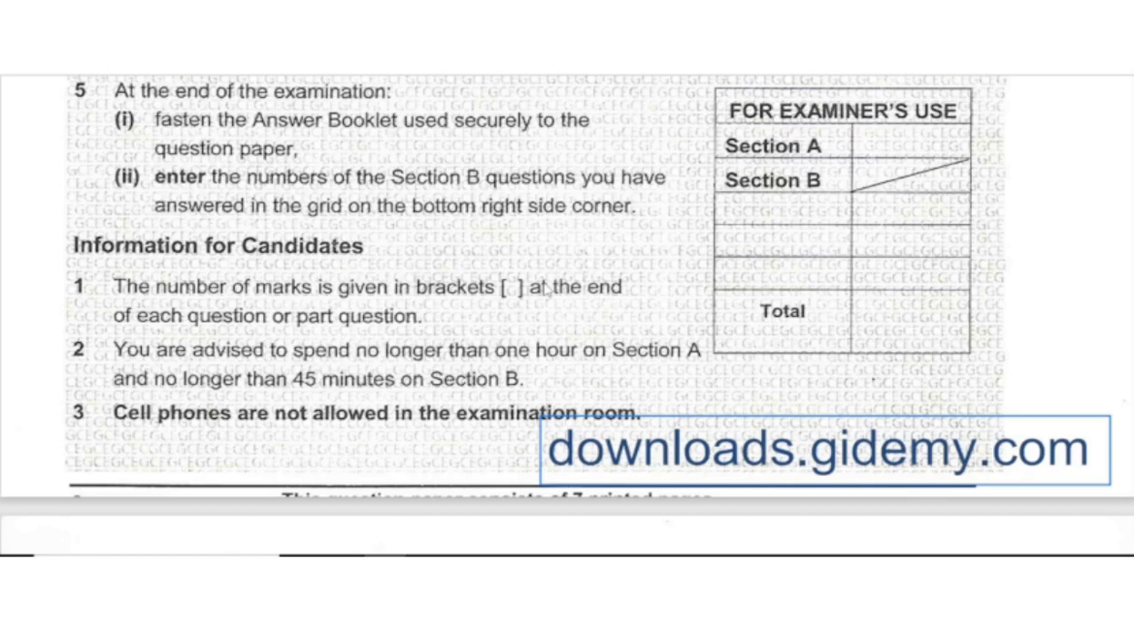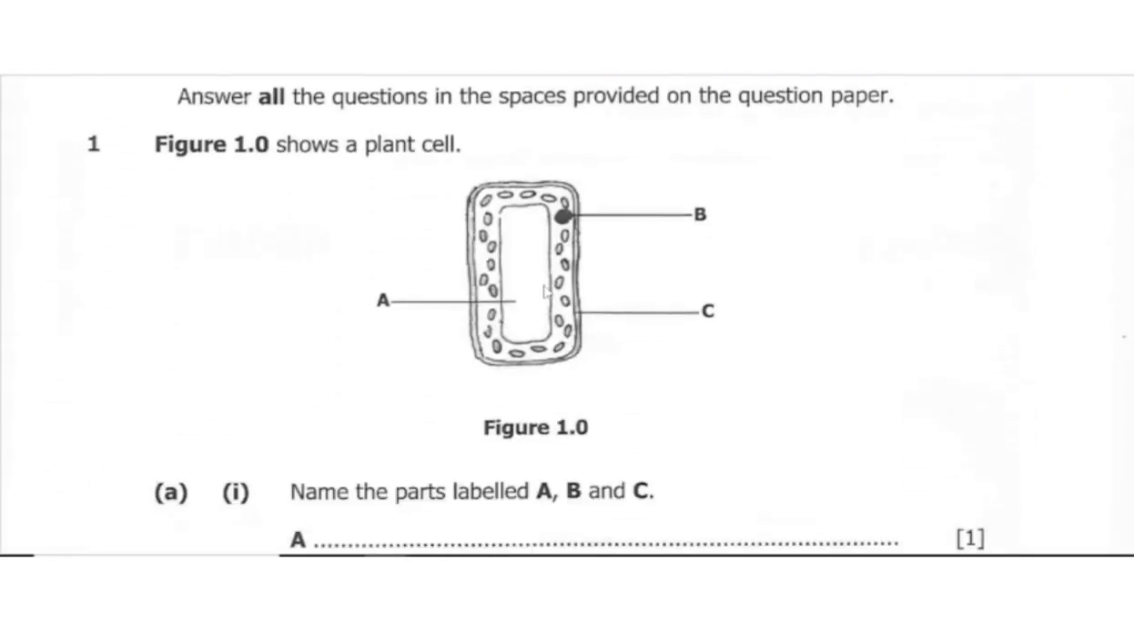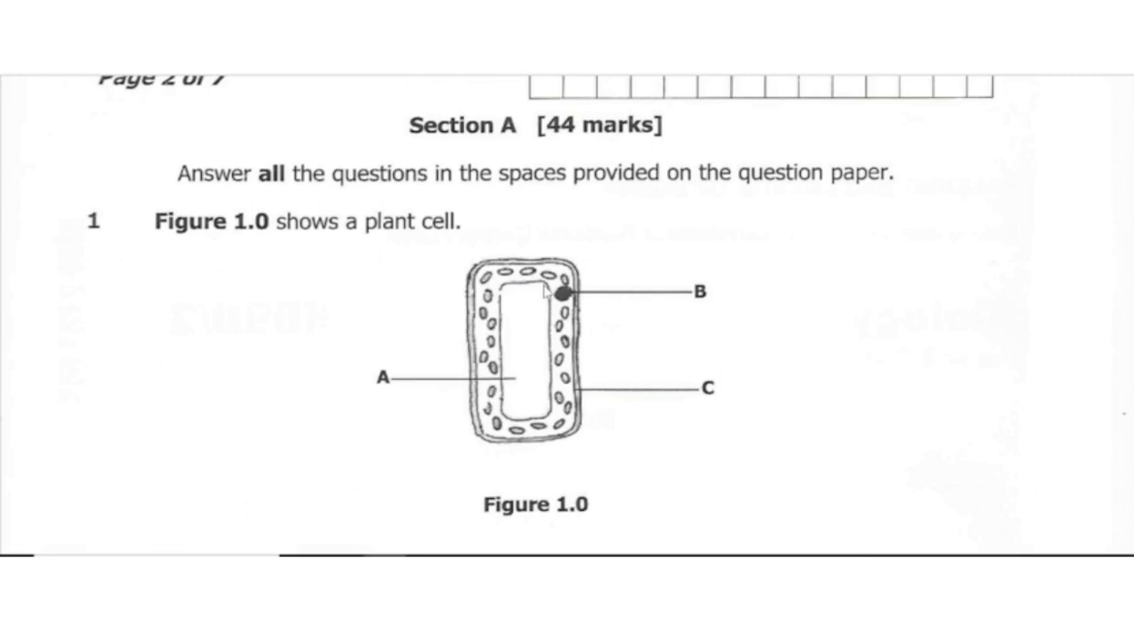Now I've gone through the instructions and the information for the candidates. So now let's go straight away to the questions. We start with section A. Section A carries 44 marks, and the instructions are as follows. Answer all the questions in the space provided on the question paper. So we are going to do that. Now let's start with question 1.